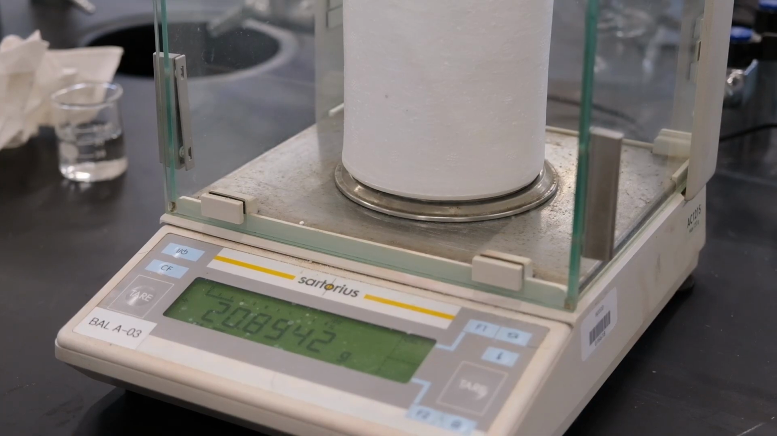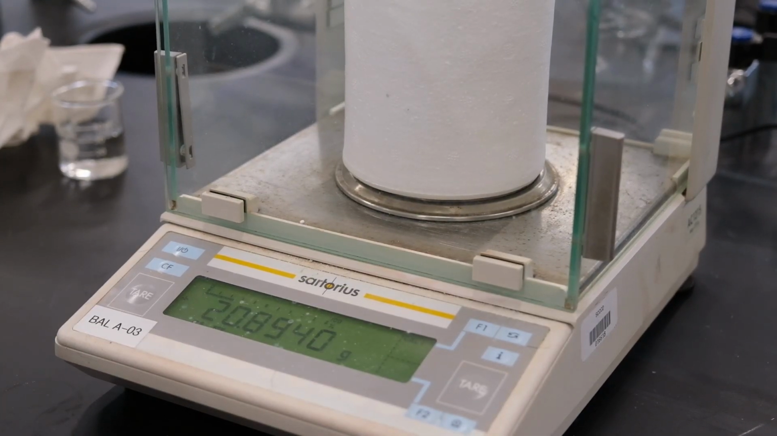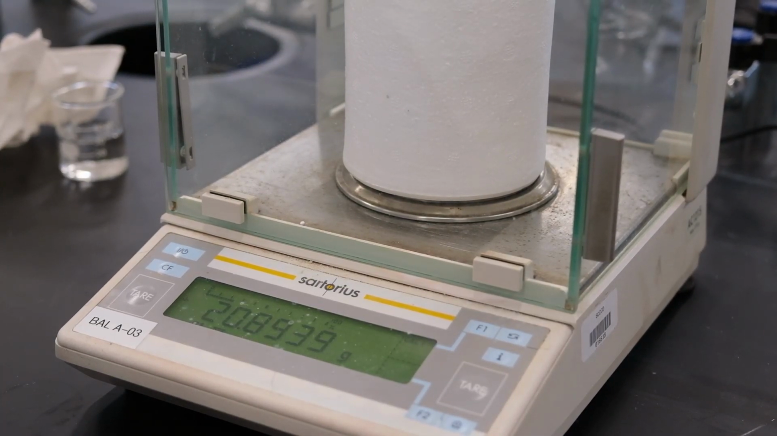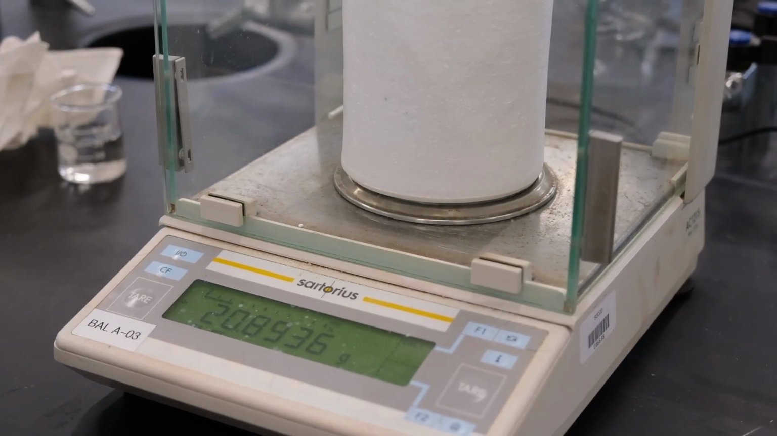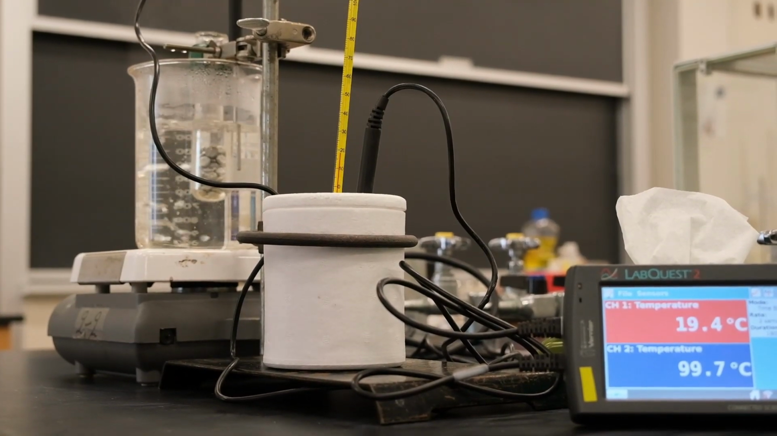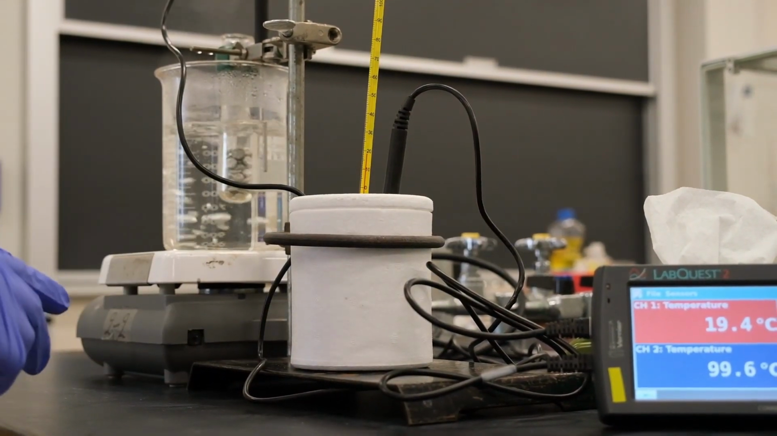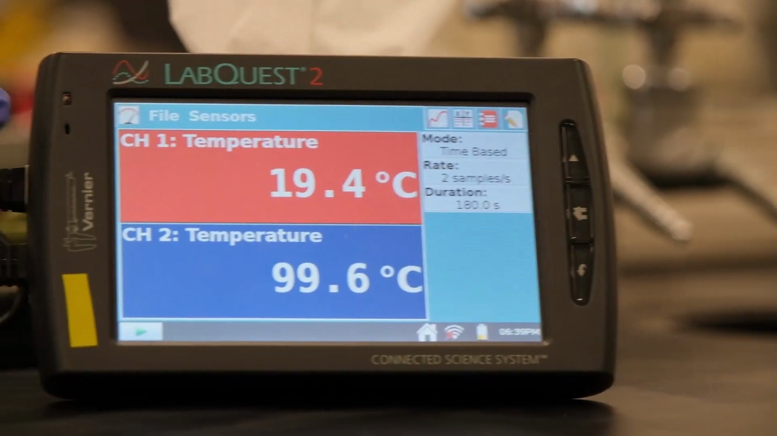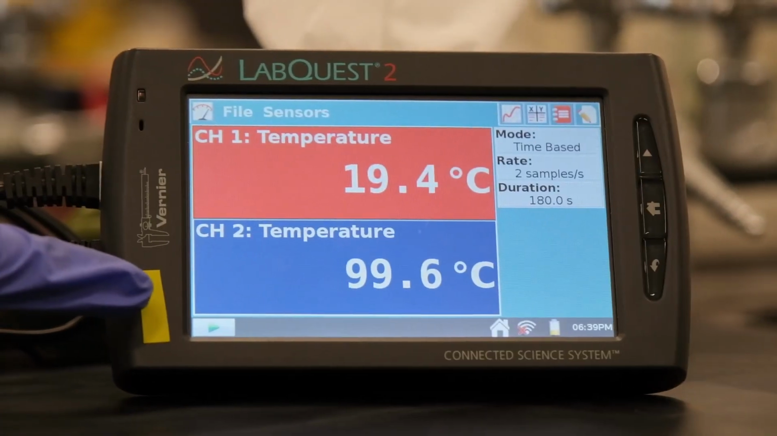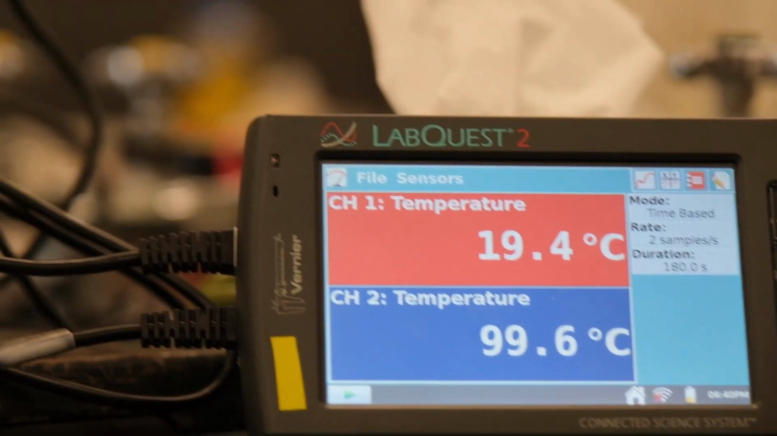This is for trial 3 of experiment 9. So this is the mass of the water inside the calorimeter. So record it to the appropriate number of significant figures. Okay. So this is trial 3 of experiment 9. So first record the initial temperatures of both the water in the calorimeter and then the metal in the hot water.